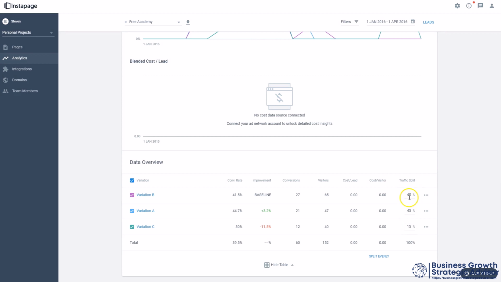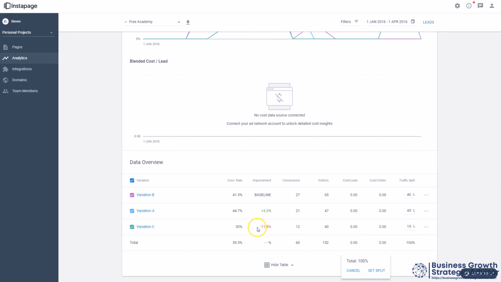Now again, depending on what software you're utilizing, this may or may not be an option, or it might look a little bit different. But on Instapage it's called traffic split, and you can manually set the traffic split to whatever you want. Absolutely whatever you want.